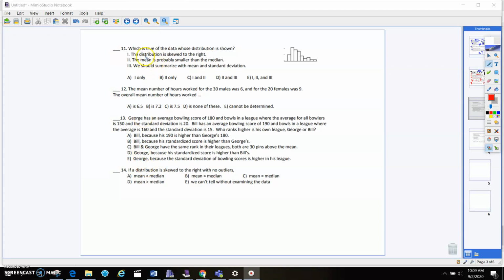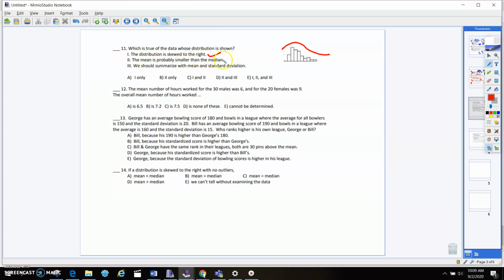All right, so on number 11, it says, which is true of the data whose distribution is shown right? The distribution is skewed to the right. The mean is probably smaller than the median. We should summarize with mean and standard deviation. Okay, so first of all, is the data skewed to the right? Yeah, it actually is. Is the mean probably smaller than the median?